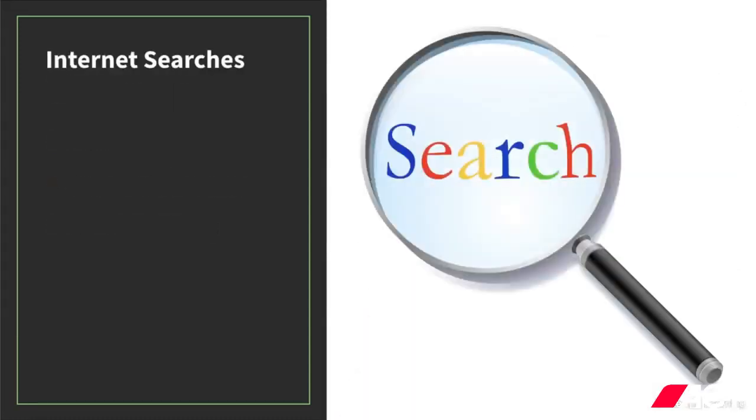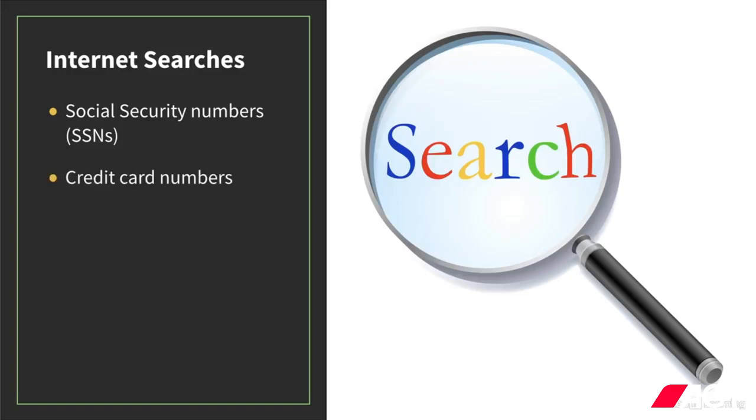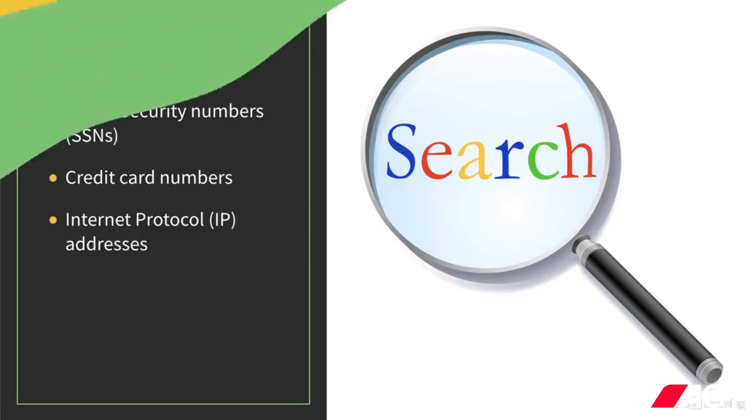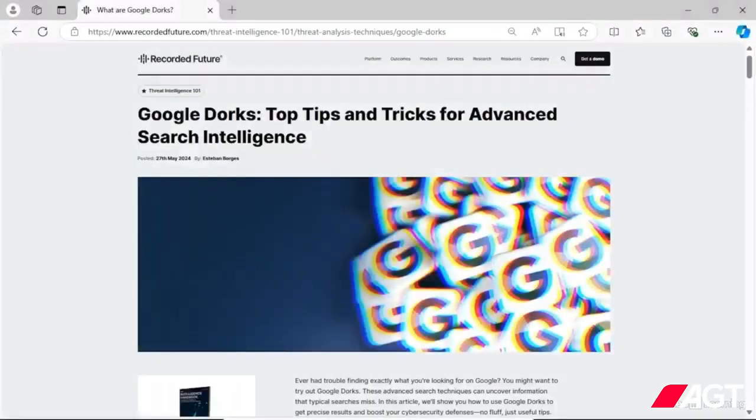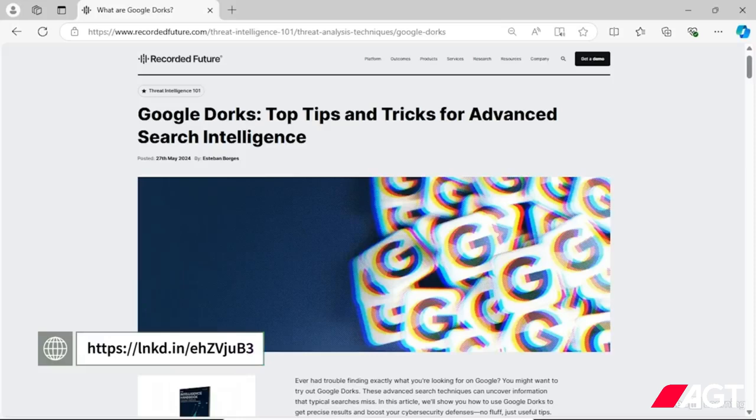Internet searches can also produce social security numbers, or SSNs, credit card numbers, and Internet Protocol or IP addresses, just to name a few. You can do so much recon with a search engine like Google. Believe it or not, Google hacking or dorks are an established term, as you can see here on this website.